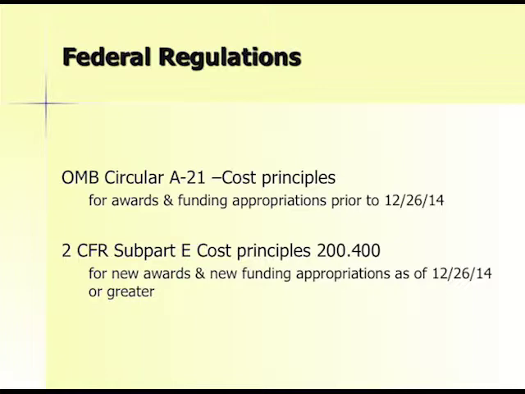We have the OMB Circular A-21 cost principles, and this is still in effect for awards and appropriations that were issued prior to 12/26/14. Now, if we have any new awards, new appropriations after 12/26, they will fall under the Uniform Guidance, which is 2 CFR Part 200, Subpart E cost principles, in the section of 200.400. At some point, once we all get new awards and we have new continuations and new appropriations, everything is going to be under the Uniform Guidance. Probably like a year from now, we will probably see that.